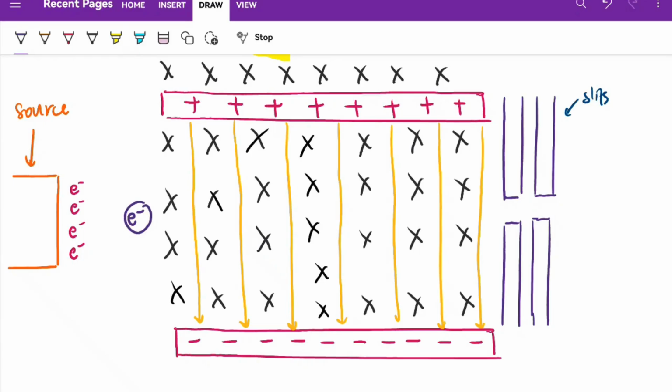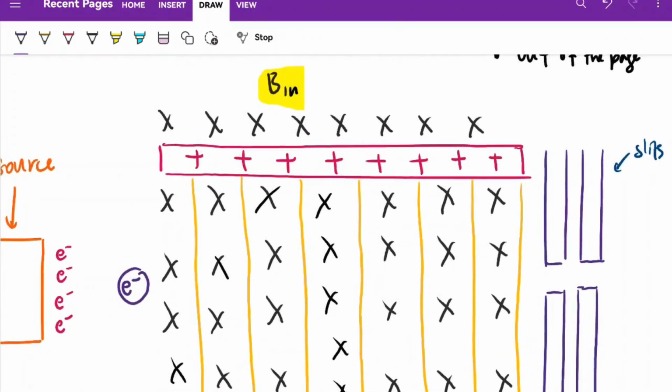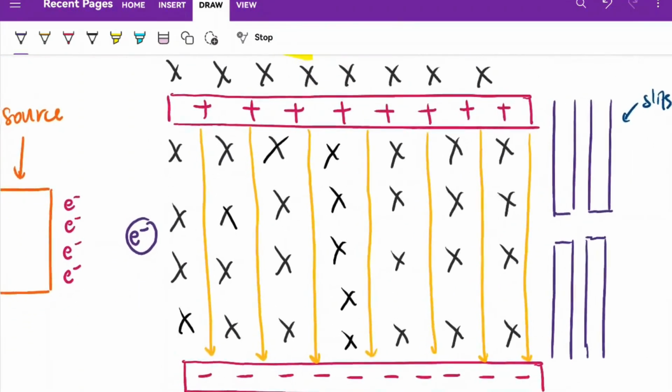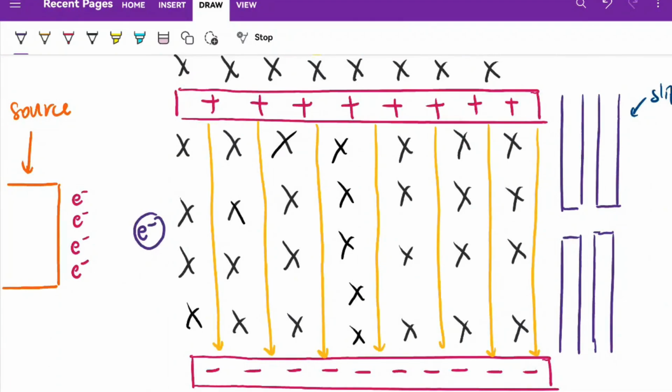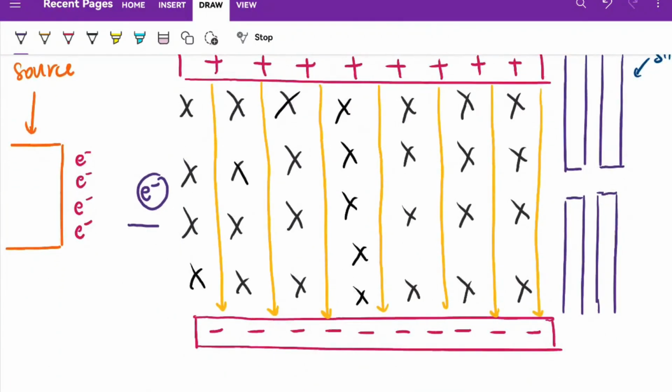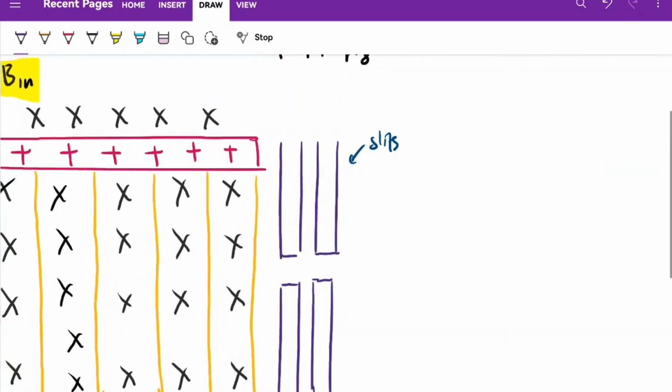Alright. Now, let's talk about forces. We have a magnetic field. We have an electron. So, if the electron is moving this way, where will your forces be? How can we identify it? We can use Fleming's left-hand rule.